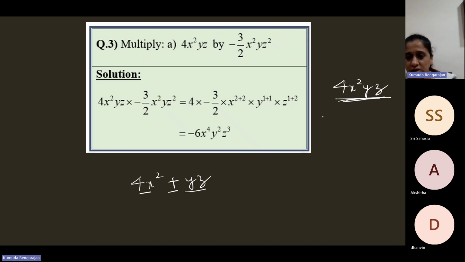Now, supposing it was x plus y plus z plus a plus b. So there are 1, 2, 3, 4, 5 terms. But supposing it was xyzab. This is only one term. The plus or minus sign is the connector. Terms are separated by a plus or minus sign. If you don't see a plus or minus sign, then it is one term. This whole thing is one term.